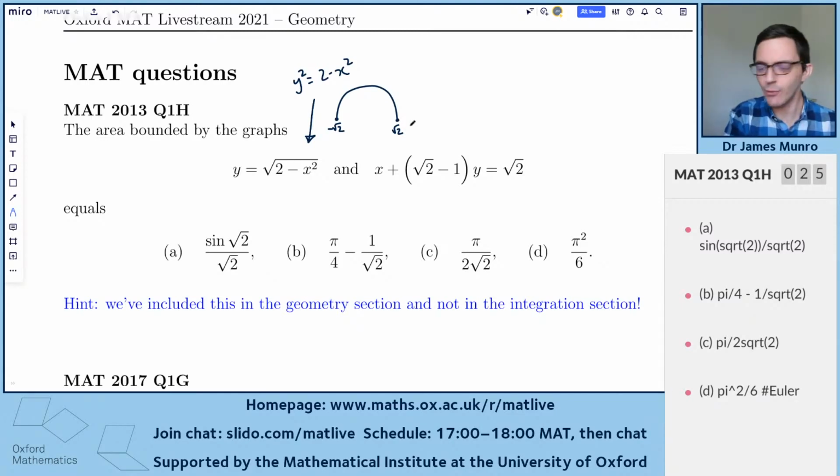Why is there a hashtag Euler on pi squared over 6? The option D might be a joke answer. I'm not really sure. I think it might be a joke answer.